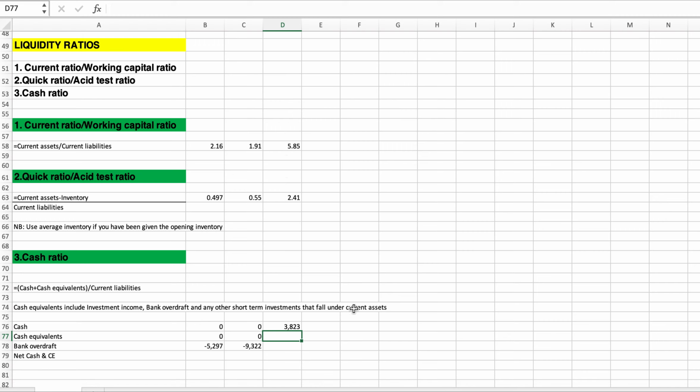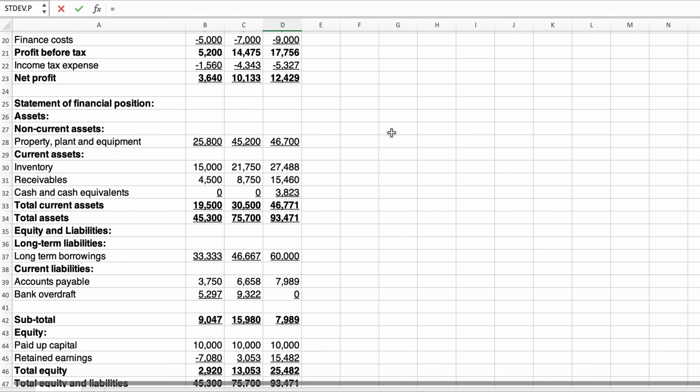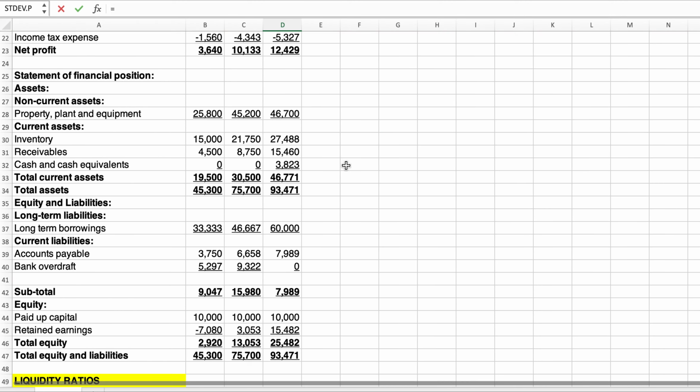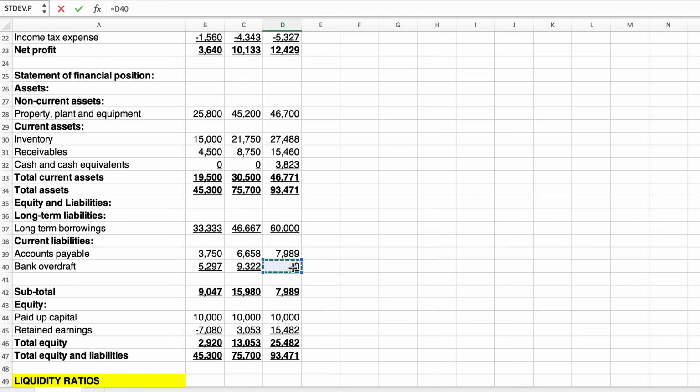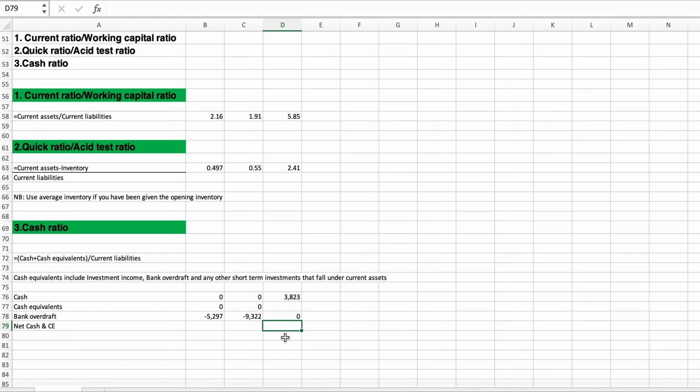Okay, it's just this one. Cash and cash equivalent is this one. Then for bank overdraft, our bank overdraft for the year 2022 is 0. So we can get the net cash and cash equivalent by getting the sum of all this.